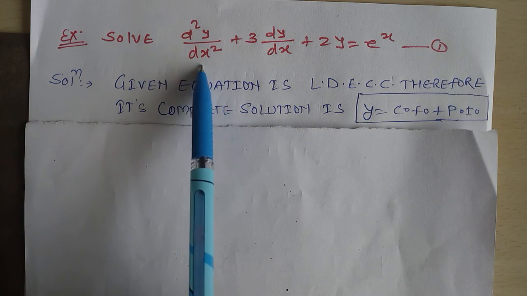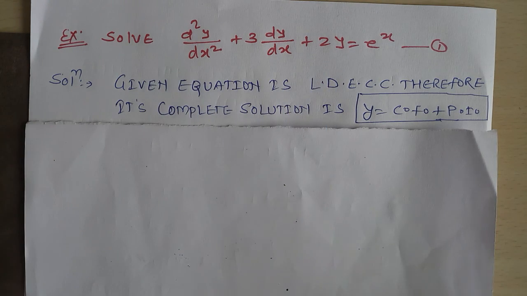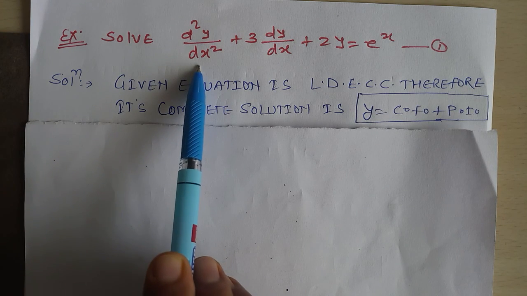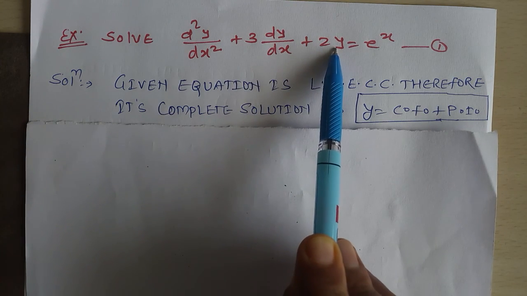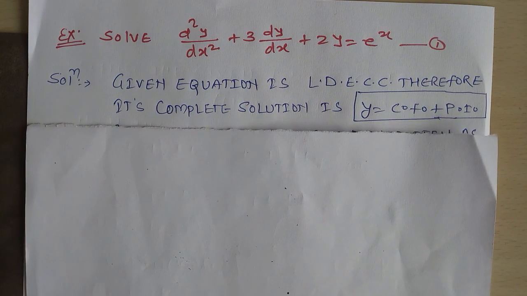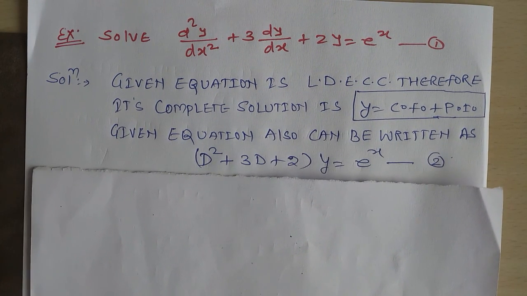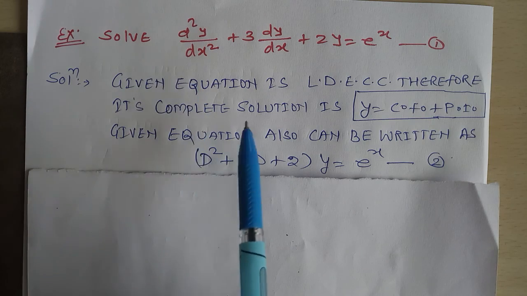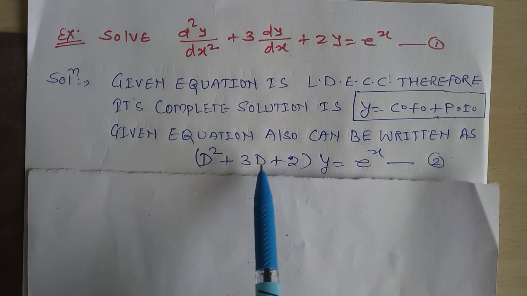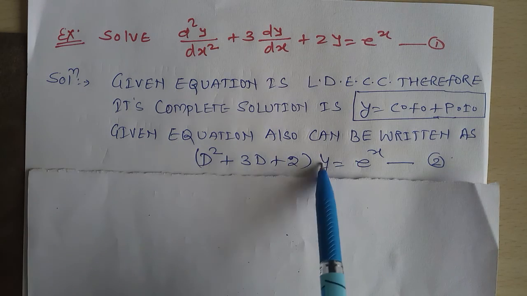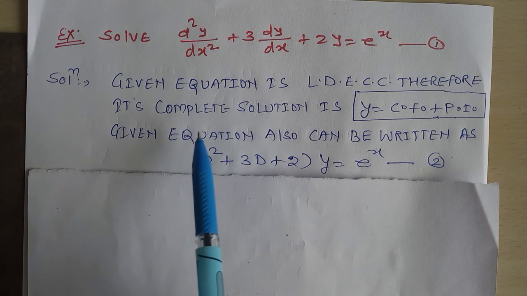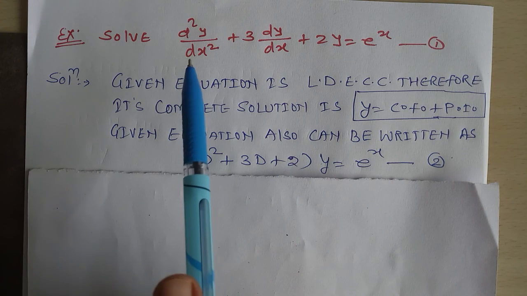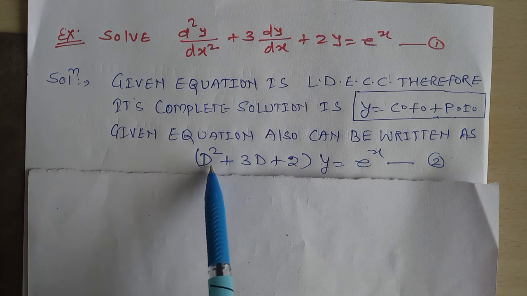So first we write this differential equation in the form of differential operator capital D. So here we have D squared y plus 3Dy plus 2y. We take y common, and therefore the given equation can also be written as (D squared plus 3D plus 2)y equal to e raised to x. So we express the given equation in the form of differential operator capital D.